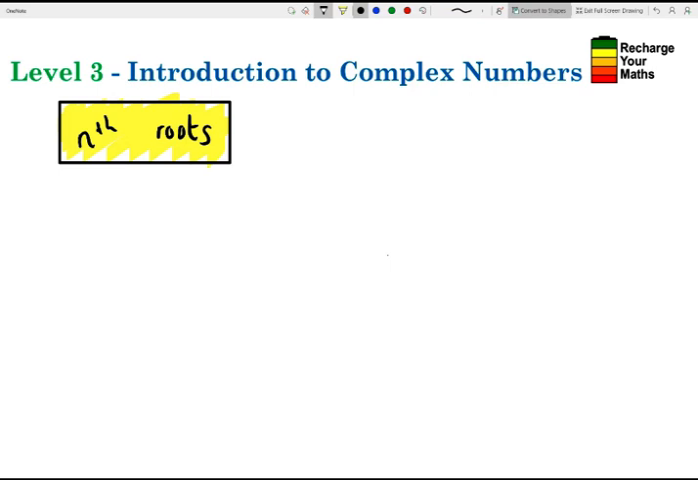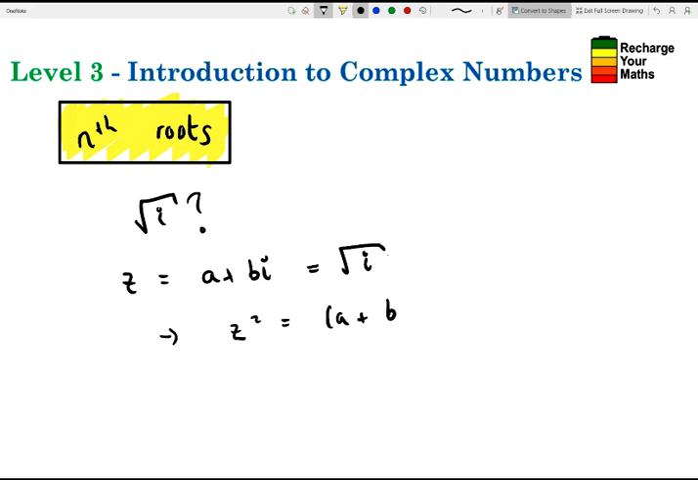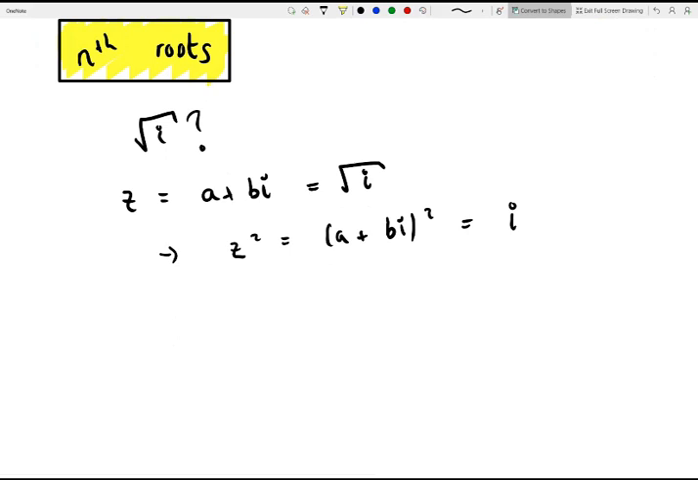Okay, so let's start off this section by posing a quick question. What is the square root of i? What I mean by that is, is there a complex number z, say a plus bi, that's equal to the square root of i? Or if we squared z, and therefore squared a plus bi, is there an a and b that satisfy this such that when you square it you get i? This is the same question, I've just squared the expression above.